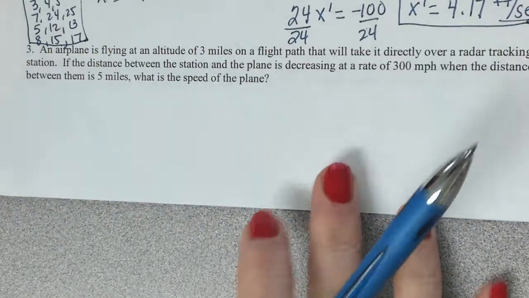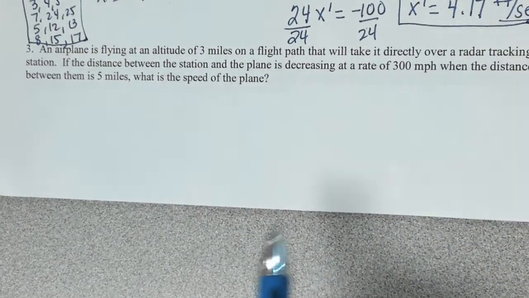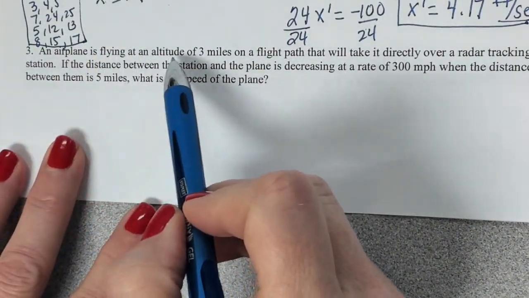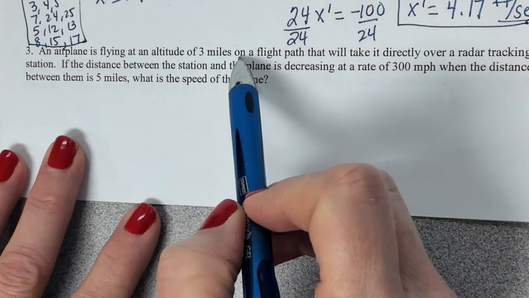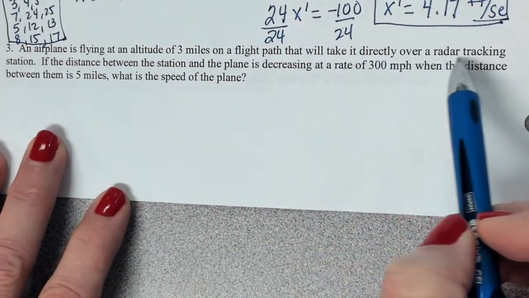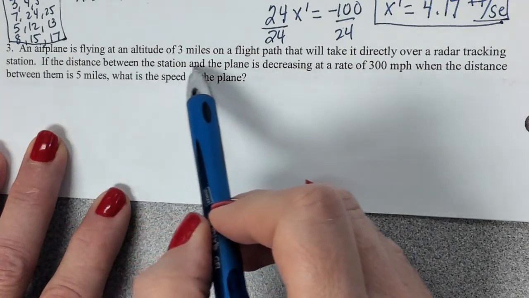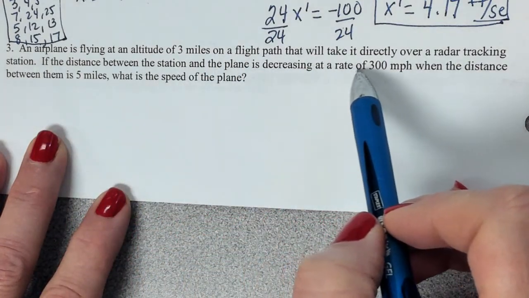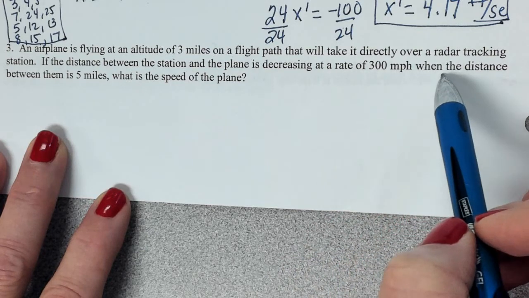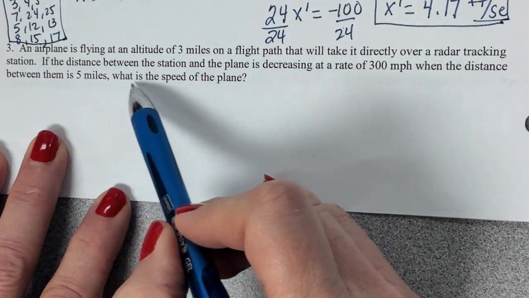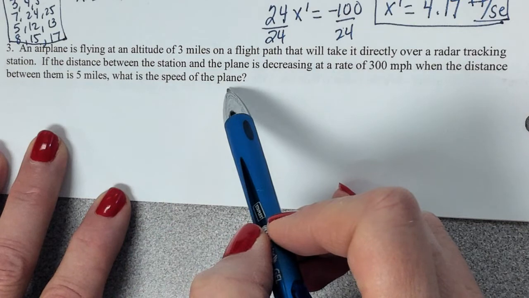Okay, number 3. An airplane is flying at an altitude of 3 miles on a flight path that will take it directly over a radar tracking station. If the distance between the station and the plane is decreasing at a rate of 300 miles per hour, when the distance between them is 5 miles, what is the speed of the plane?